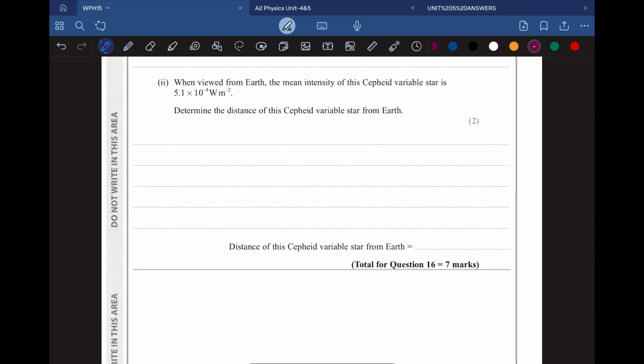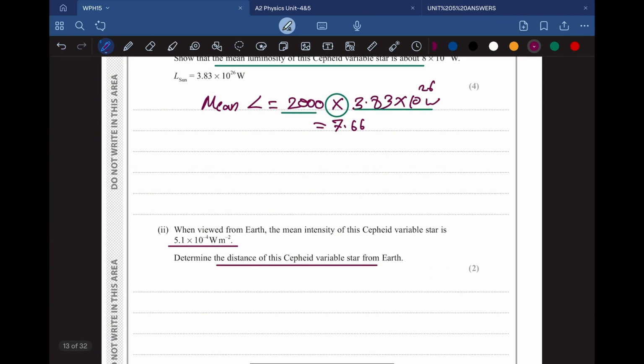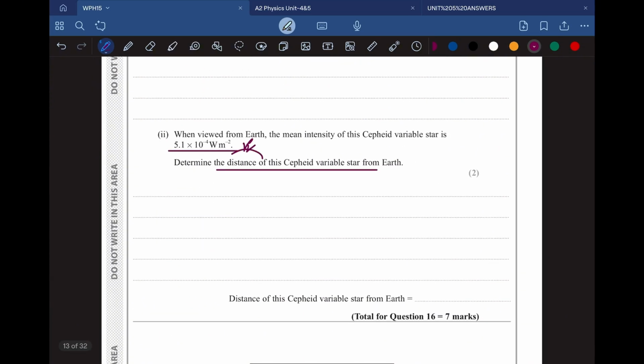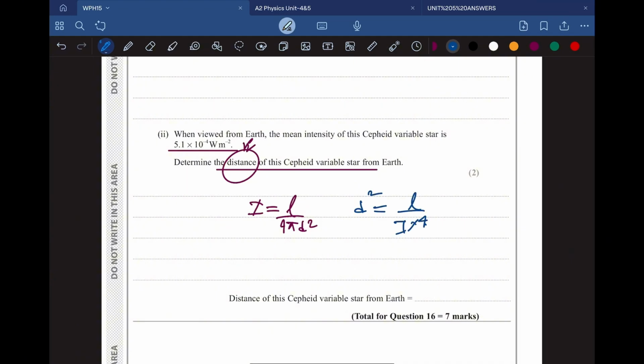The next part of the question says, when viewed from the earth, the mean intensity of the Cepheid variable is this. They have given us the mean intensity. Now determine the distance of this Cepheid variable. We know the luminosity, and we know the intensity as well. If we have the luminosity and the intensity, figuring out the distance is very easy, right? We can use intensity is equal to luminosity by 4 pi d squared. If we make d the subject, it becomes d squared is equal to luminosity by intensity into 4 pi.